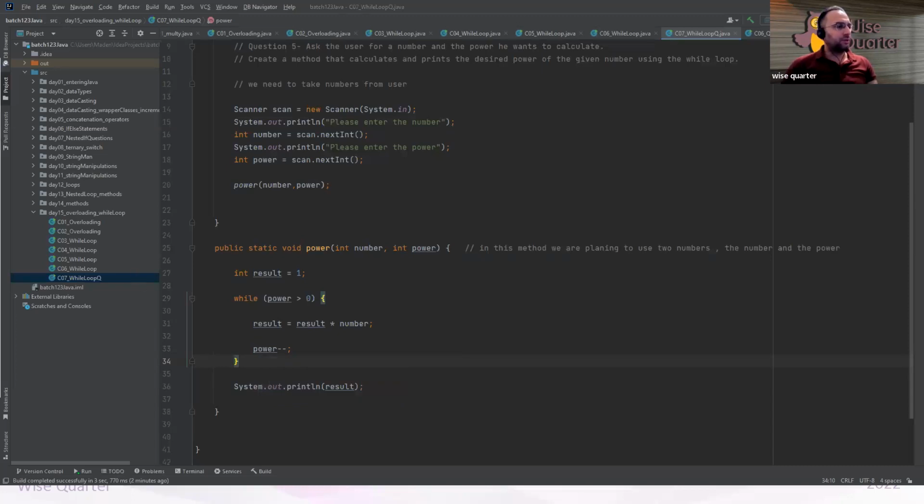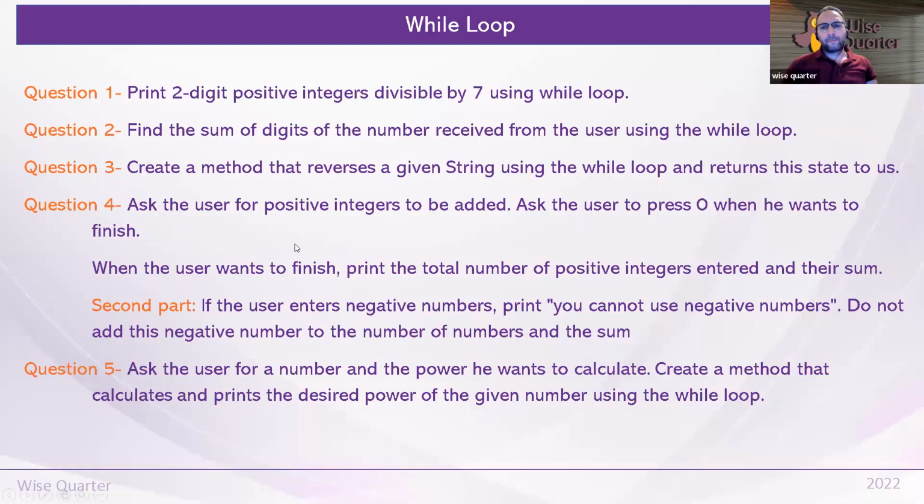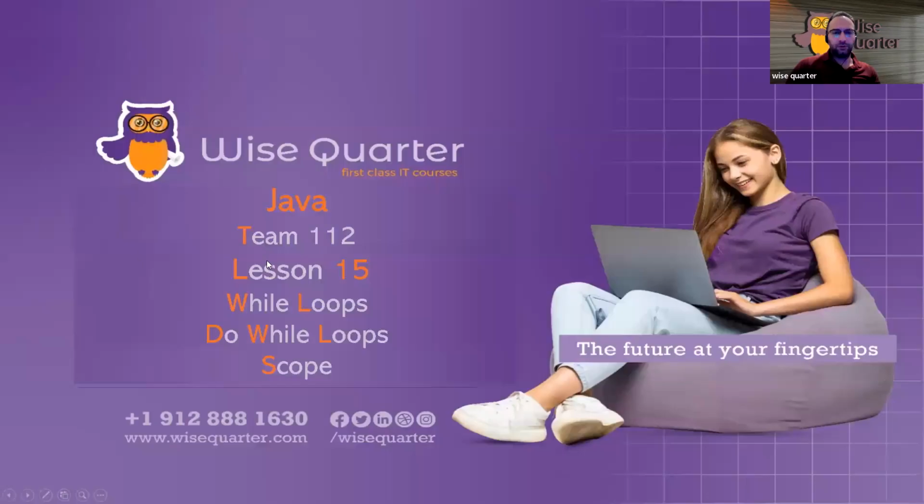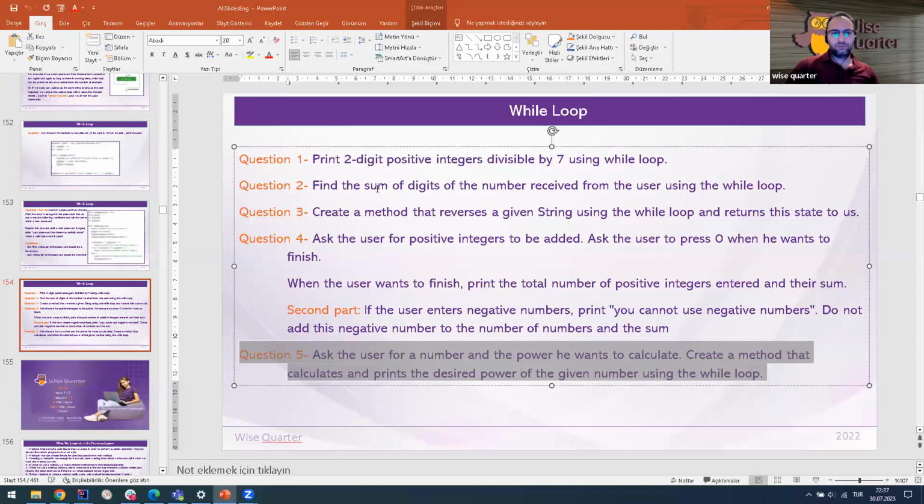Let's try to solve another question. Okay, find the sum of the digits of the number you received from the user using a while loop. Okay, this is a good question. We have solved this question by using the for loop. We can also solve this question by using a while loop. I will copy it from here.